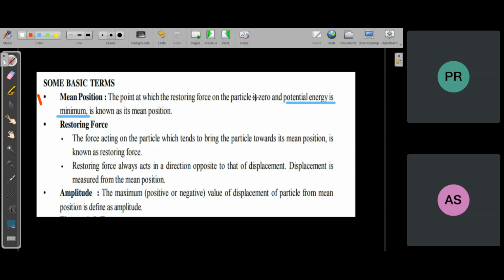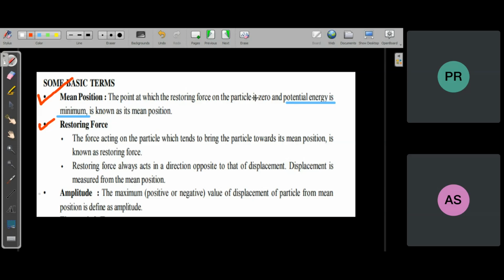Okay. Now the next is restoring force. Restoring force is only that force, or you can say resultant of those forces, which tends to bring the particle towards its mean position. Restoring force is always directed in a direction opposite to the displacement measured from mean position. So this is the restoring force.